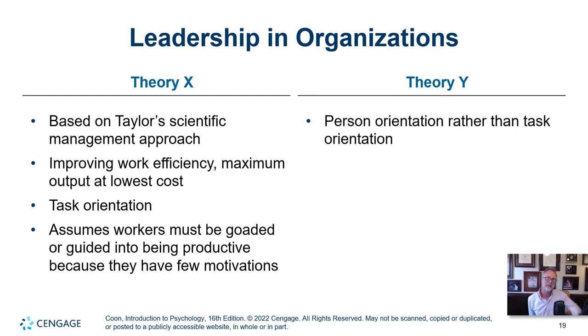So again, look at Theory X and Theory Y. He combined these two different theories. Theory Y is Maslow's hierarchy of needs. And then Theory X is more of Frederick Taylor's scientific management work efficiency. That's how he created this model.